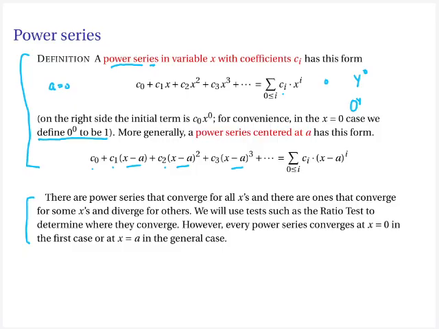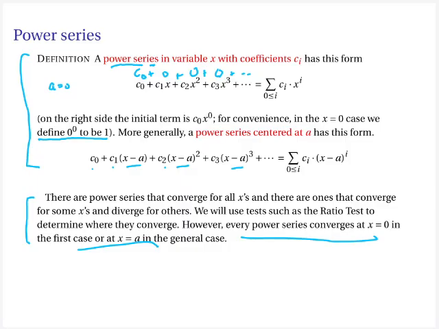So let's look, for example, here at the center point of 0. For the top line, if you plug in x equals 0, you've got c0 plus c1 times 0 plus c2 times 0 squared plus c3 times 0 cubed, etc. Now that obviously converges to c0. So every power series converges at its center.